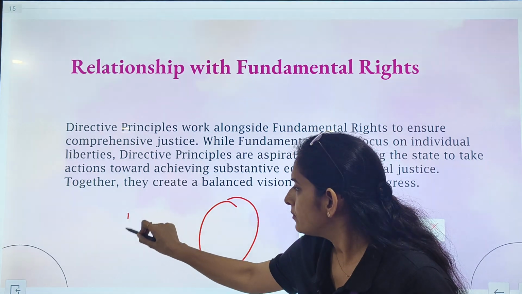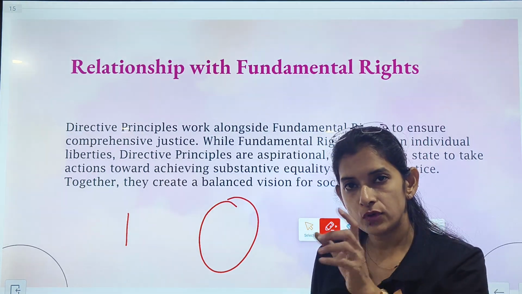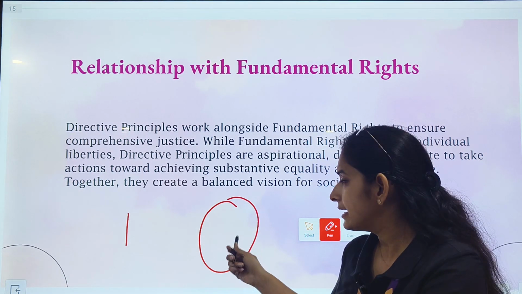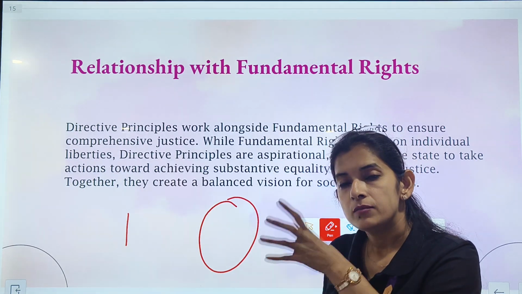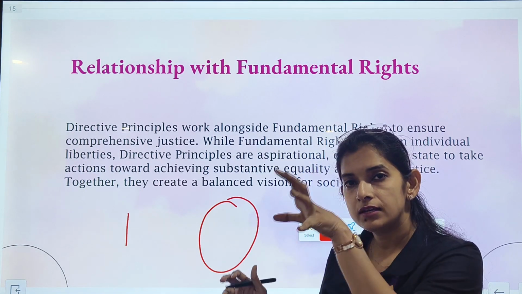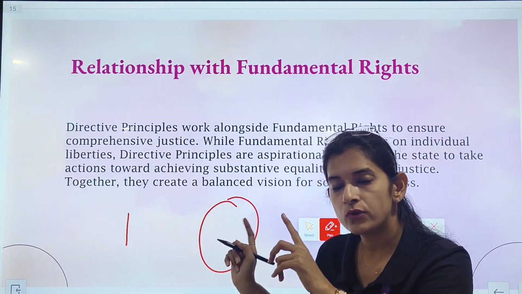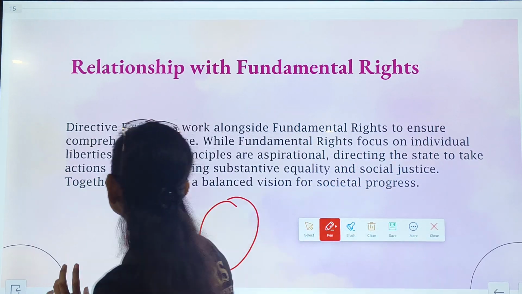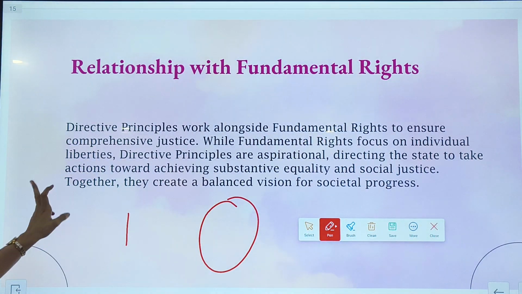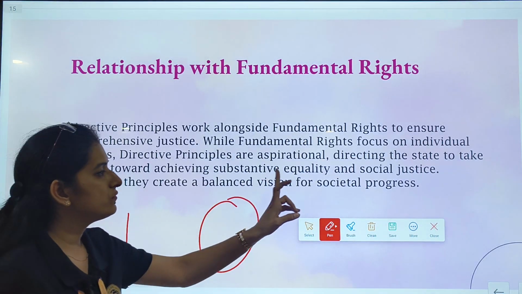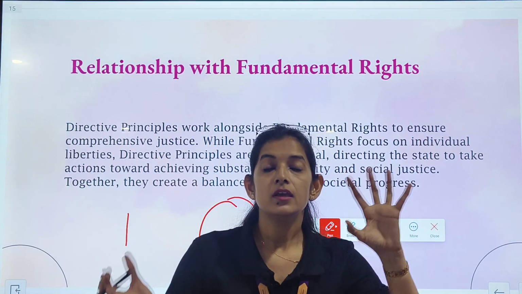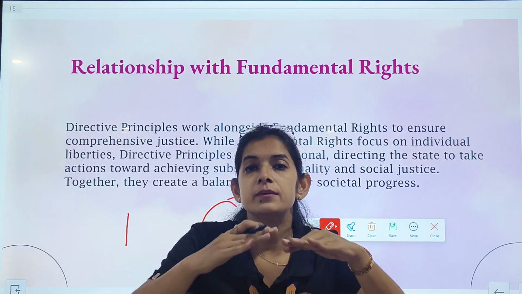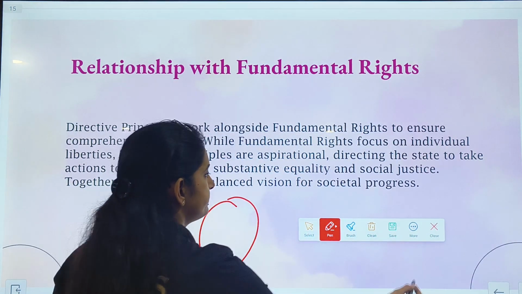Clear? Fundamental rights are considered from the point of view of a single individual, whereas directive principles are made by keeping in mind that they have to be made for the group, for the whole segment of the society. Clear? Together they create a balanced vision for societal progress. If both are made in a proper way, the society would function in a better way.